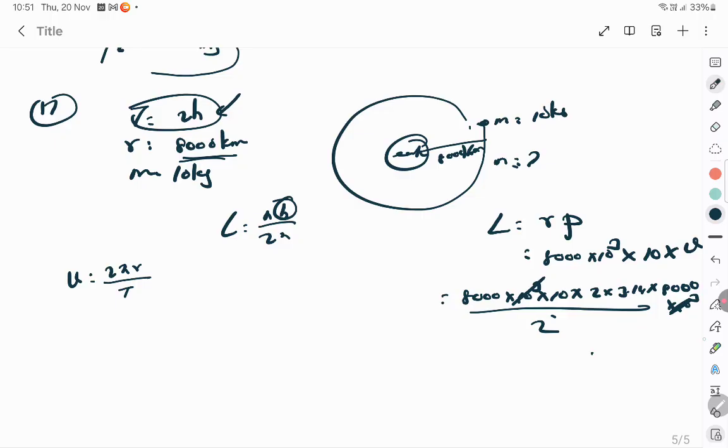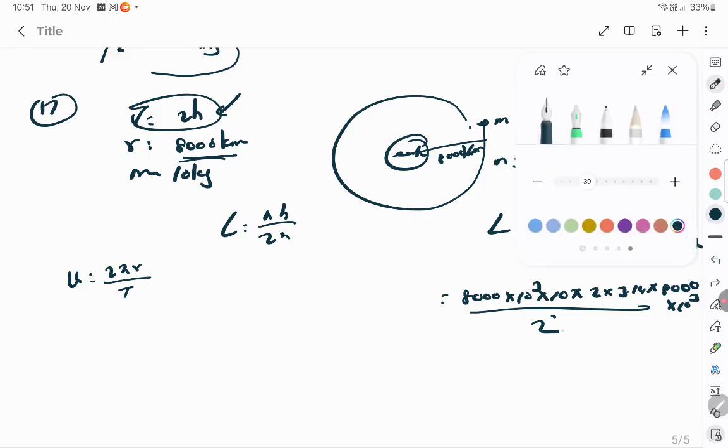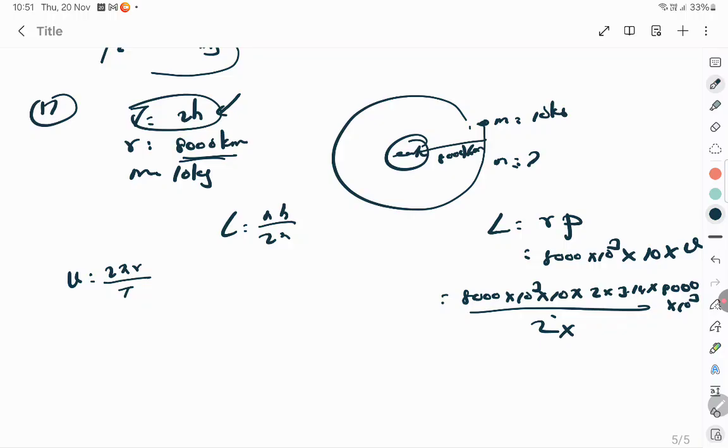So we can't cancel the 10 to the power 3 and 10 to the power 3. We have to keep it like this. And hours also should be converted into seconds: 2 hours means 2 into 60 into 60. You just calculate it, you'll get L. And n is equal to 2 pi L by h. So this is 2 pi into this value of L by h, and you can calculate. This is the way I am thinking of.